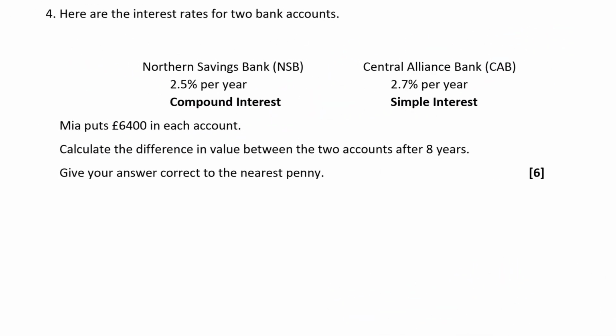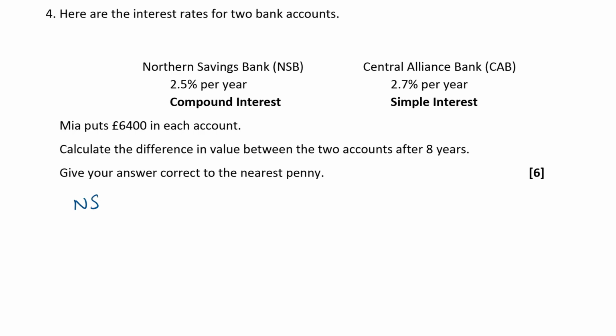Okay, here are the interest rates for two bank accounts. We've got Northern Saving Bank, which is 2.5% per year compound interest, and Central Alliance Bank, which is 2.7% per year simple interest. Mia puts £6,400 in each account. Calculate the difference in value between the two accounts after 8 years. Give your answer correct to the nearest penny. Okay, so I'm going to work them out separately and then I'm going to compare them then.